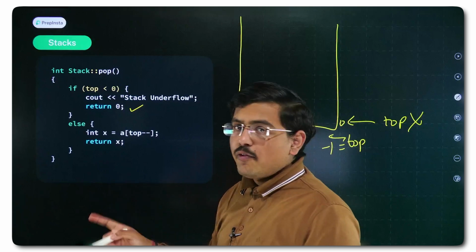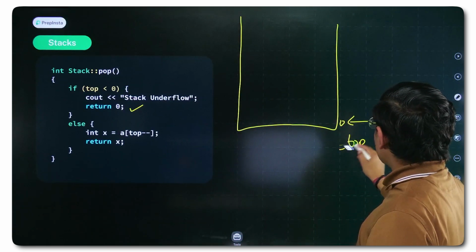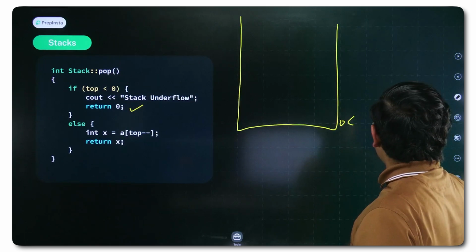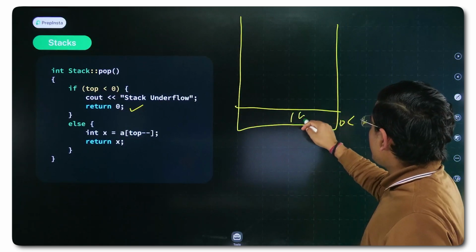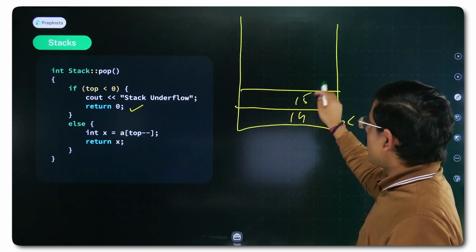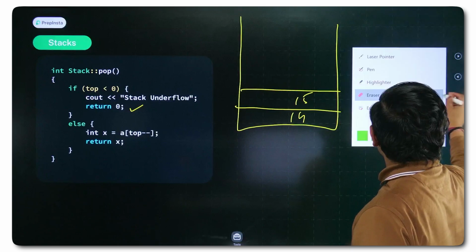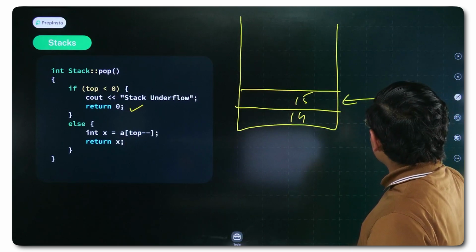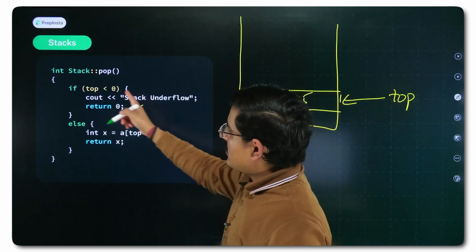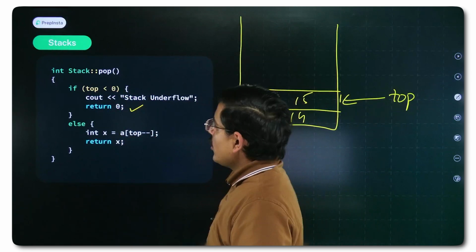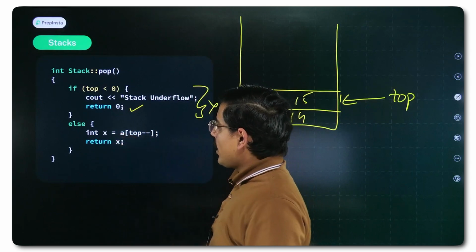Now just imagine top was not pointing to -1, say we had some elements in the array, say we pushed 14 and 15, and top was pointing at index 1. In that case 1 is greater than 0, so this if block will not execute, and we come to the else block.